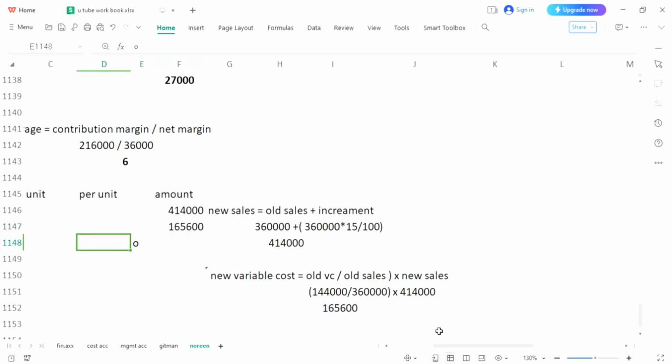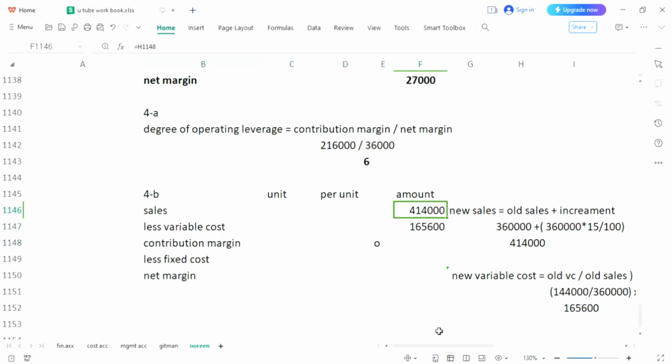1,65,600. So in this way we are making the new income statement over here. New sale we have calculated according to the statement given in the book, to increase by 15%, and new variable cost we have calculated using our formula. Contribution margin can be calculated over here, which is the difference between variable cost and sales. Our amount of sale is 4,14,000, and to calculate the difference we will subtract variable cost. So here our contribution margin has arrived.